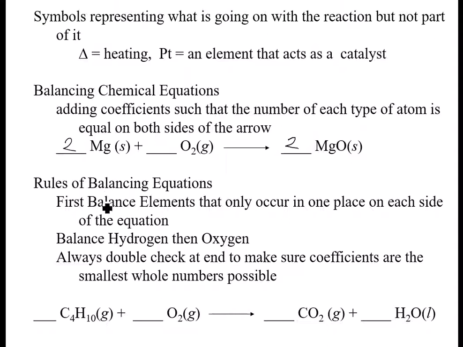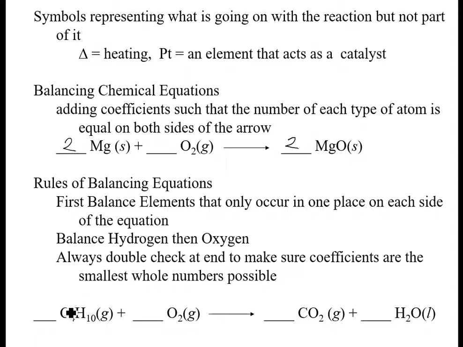So when you're doing this, typically you want to balance the atoms that only occur in one place on each side of the equation. And then this is not always true, but typically hydrogen, then oxygen; sometimes it's oxygen then hydrogen. And then make sure to double check at the end that you don't have some multiple of a number, because I will give you partial credit for that.